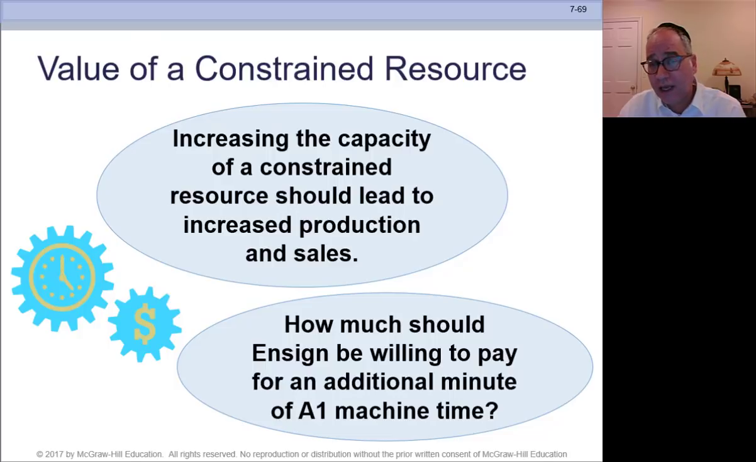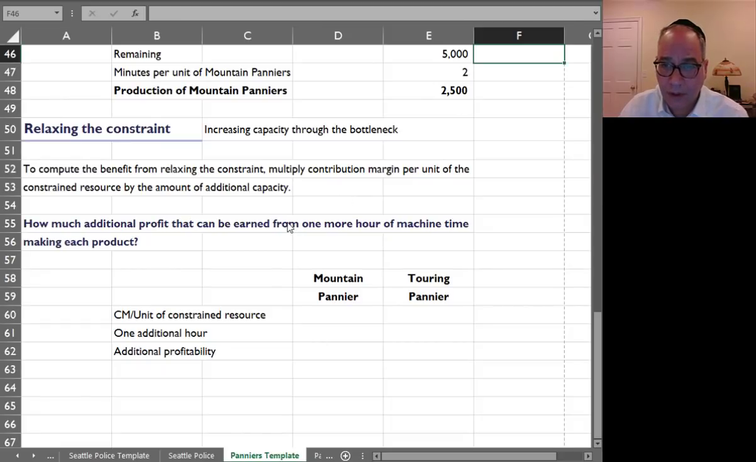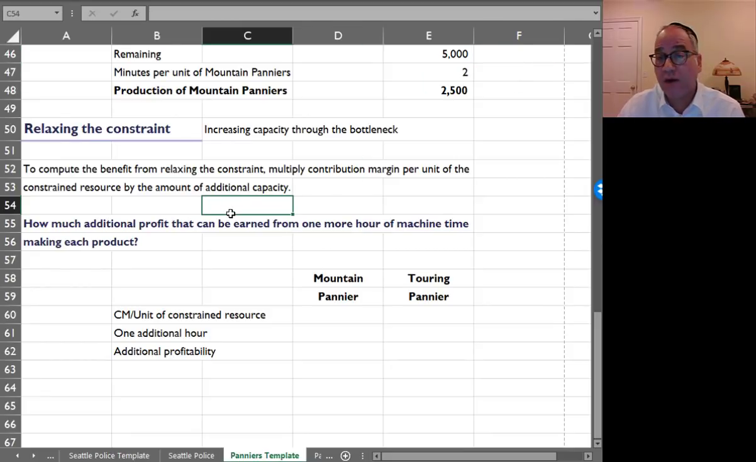So increasing capacity should allow you to increase your production and therefore increase your sales. So what you're going to do is multiply the contribution margin per unit of the constrained resource by whatever the amount of additional capacity is. And as long as you have the demand to do that, then that's going to be additional profit. So how much additional profit can be earned if you can squeeze out 1 more hour of machine time?